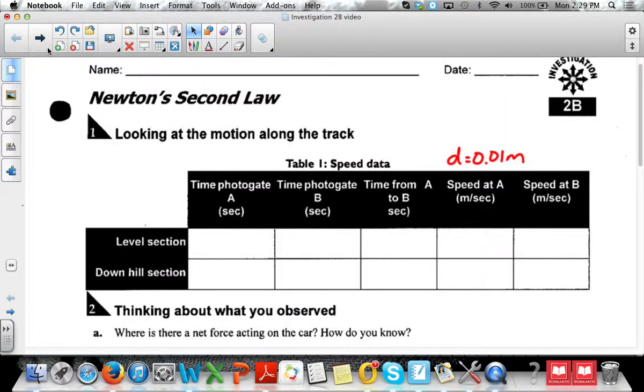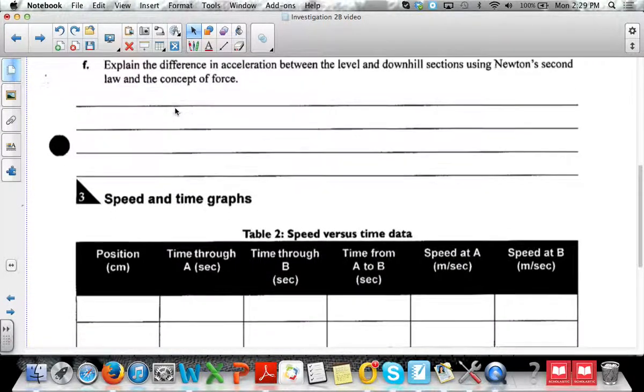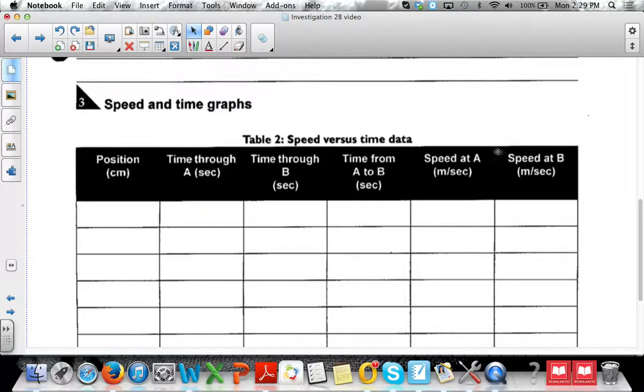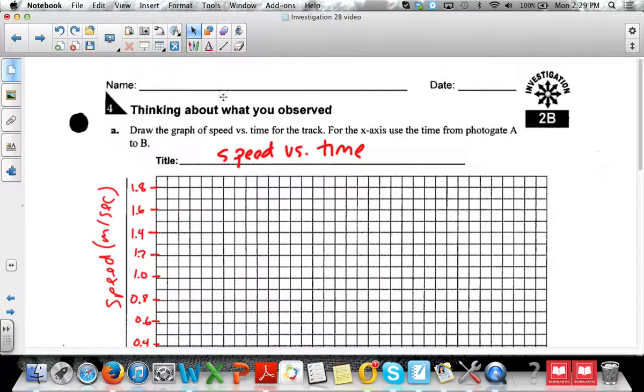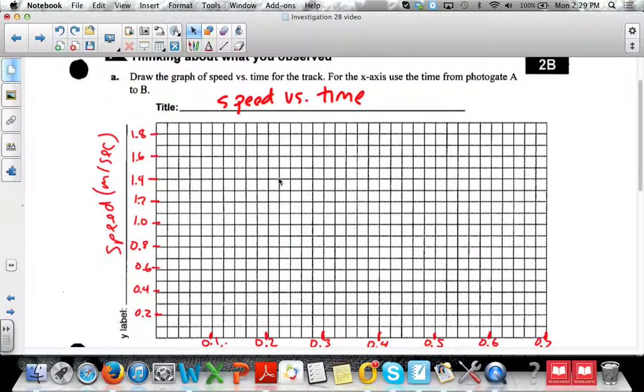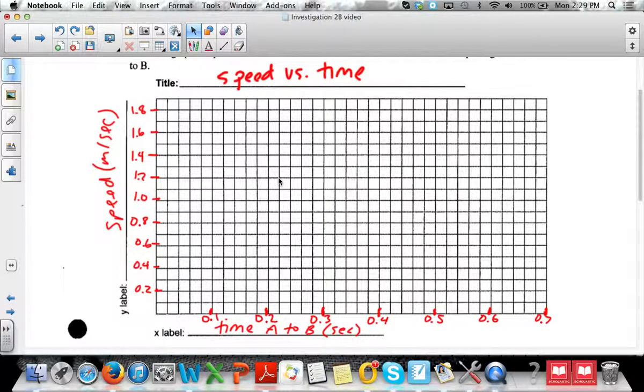Okay, then I want to help you with the graph mostly. Again, down here, distance is 0.01, anywhere we're trying to calculate speed with this little car that we have. So I want to look at the graph. It's the speed versus time graph, and we're plotting speed B on the y-axis, and on the x-axis we're doing time A to B.